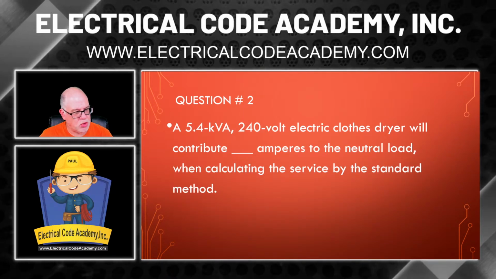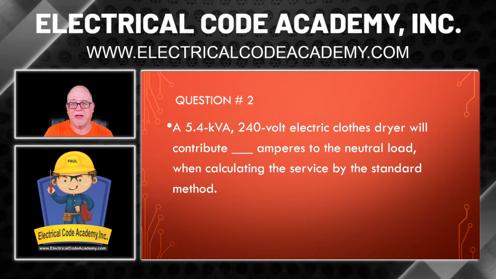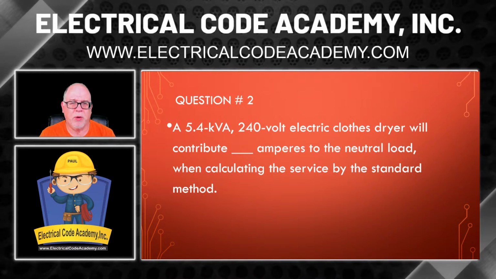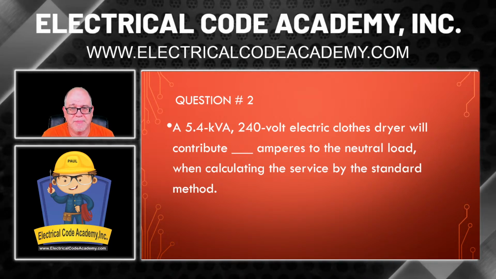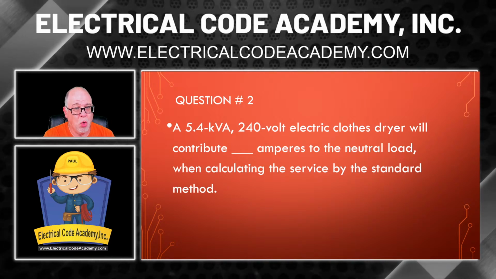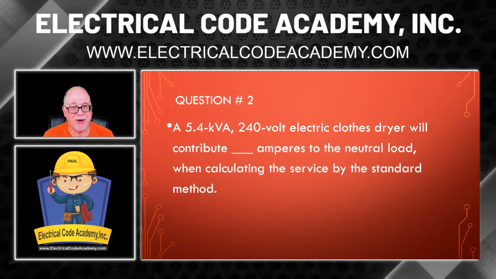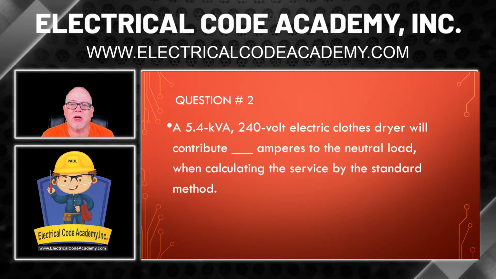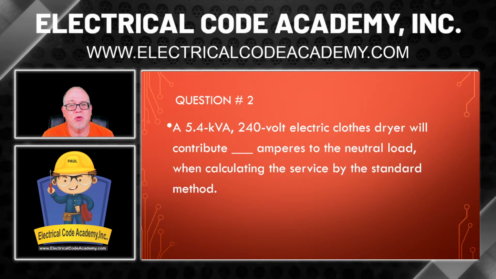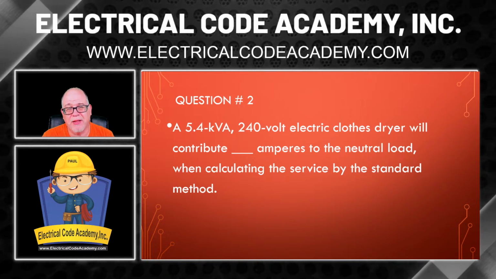All right, so the next question we're dealing with looks like it's asking about electric clothes dryers. So the question is, we have a 5.4 kVA, so that's 5,400 VA, 5,400 watts, or 5.4 kW. See how that works? A 240 volt electric clothes dryer will contribute blank amperes to the neutral load when calculating the service by the standard method.